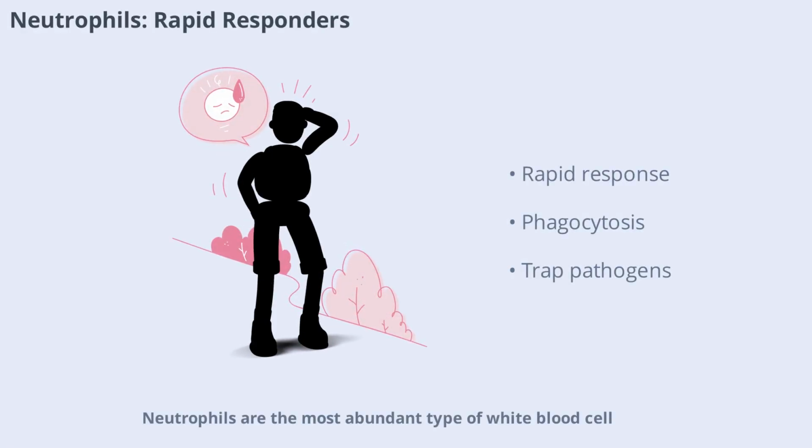Neutrophils are the most abundant type of white blood cell and are among the first to arrive at sites of infection. Their effector functions include phagocytosis, release of antimicrobial molecules, and formation of neutrophil extracellular traps, nets that trap and kill pathogens. Neutrophils are essential for rapid, early defense against bacterial infections.